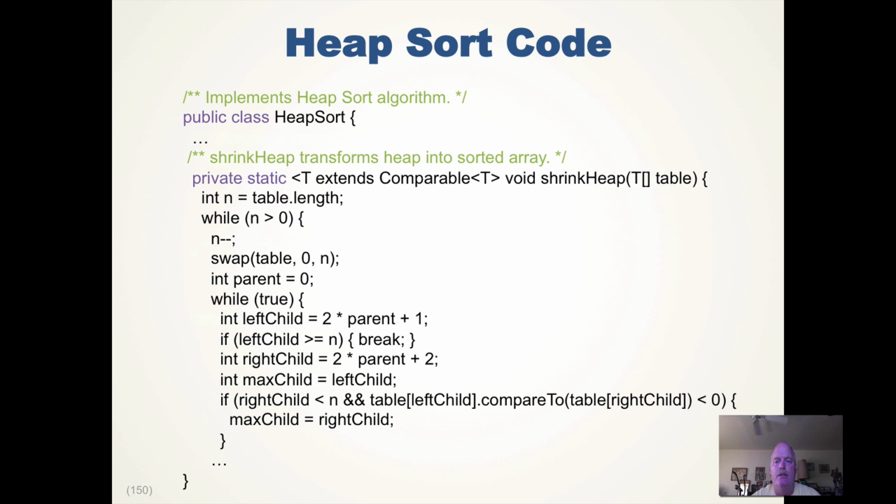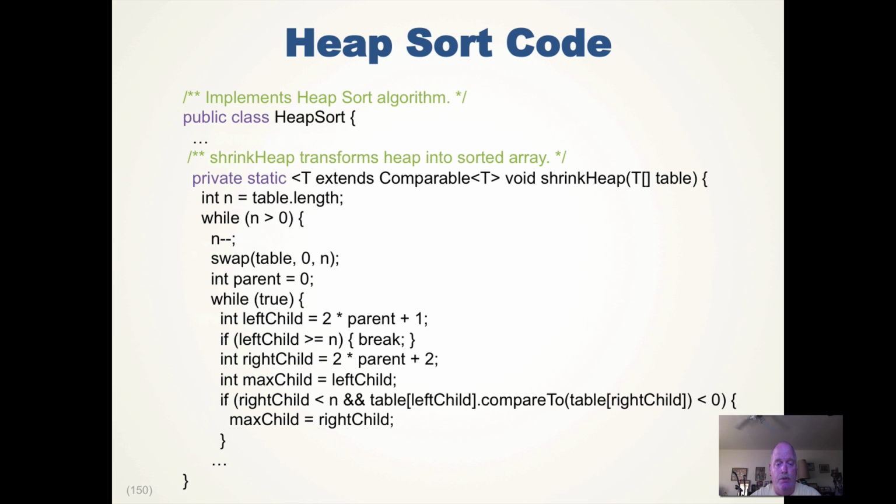So to shrink the heap, we start again at the table length, so we're going to start at the right side. And we're going to loop until we get to 0. So we're going to go from right to left. We swap the root, which is at 0, with n, removing the root from our heap, and then we're considering only the values from 0 to n minus 1 as being in the heap.